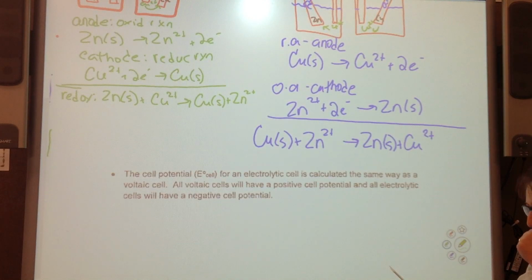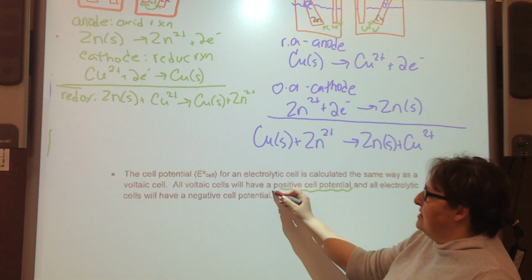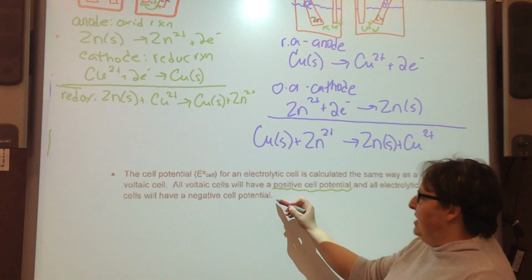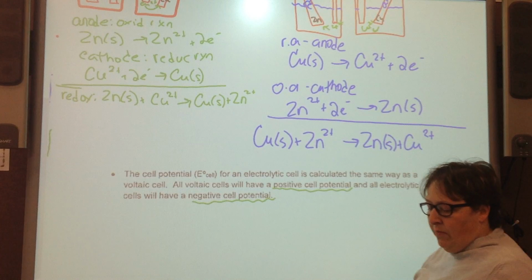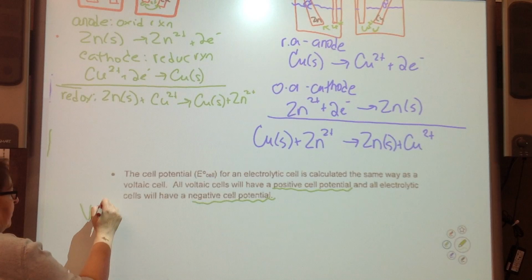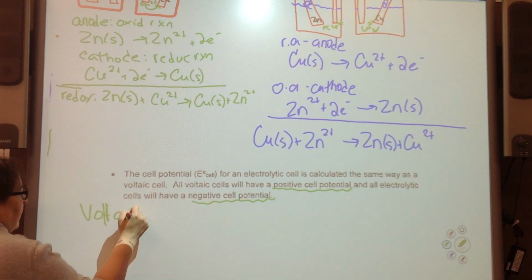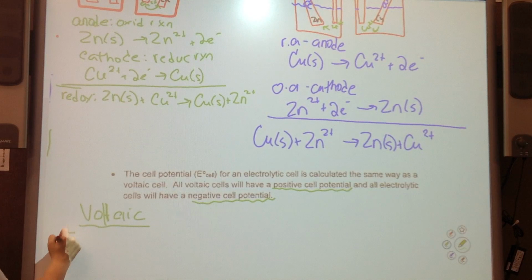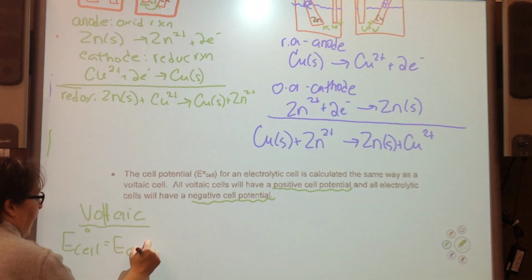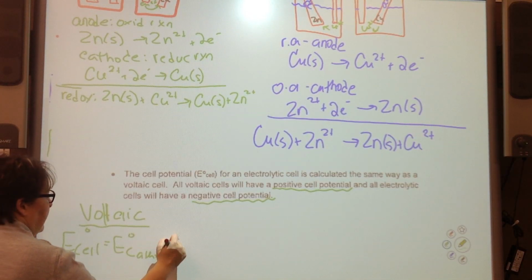Okay. So cell potentials for an electrolytic cell are calculated the same way. That doesn't change. All voltaic cells, note this, all voltaic cells have a positive cell potential, while all electrolytic cells have a negative cell potential. So in a voltaic cell, E cell equals your E of your cathode minus E of your anode.